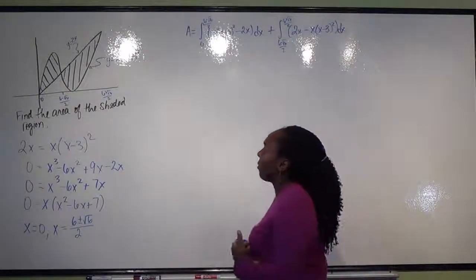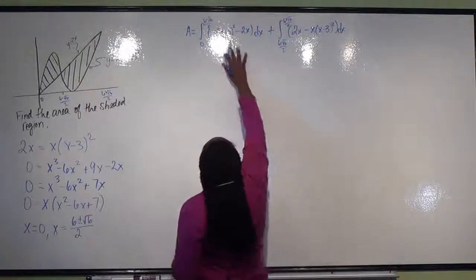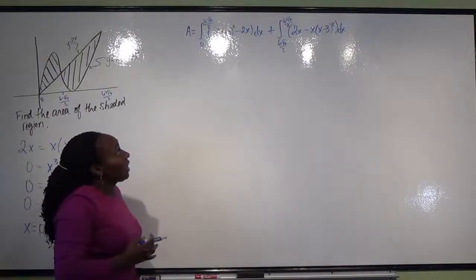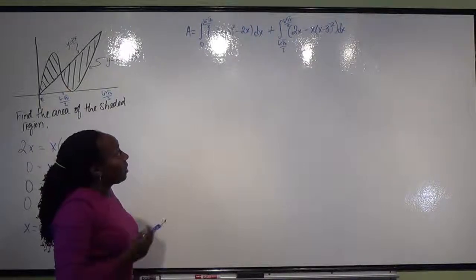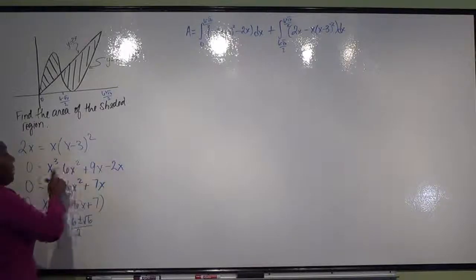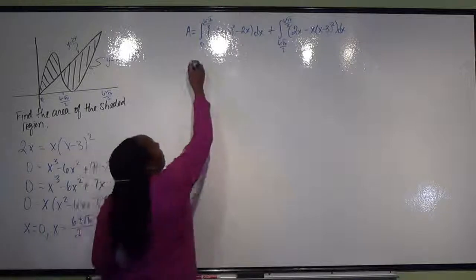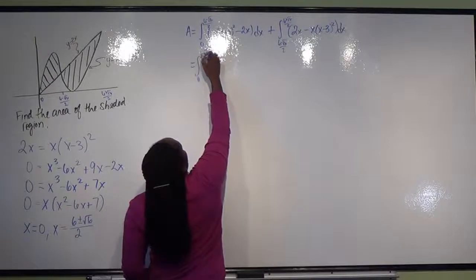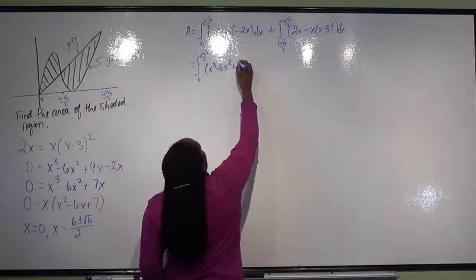And just like before, now it's just a matter of evaluating the integrals to get our area. If I look at that, it doesn't look like we can find the antiderivative using our basic properties. But we know that when we subtract the 2x, there's the polynomial we're looking at. So I'm just going to rewrite this as the integral from 0 to (6 minus root 6) over 2 of x cubed minus 6x squared plus 7x.